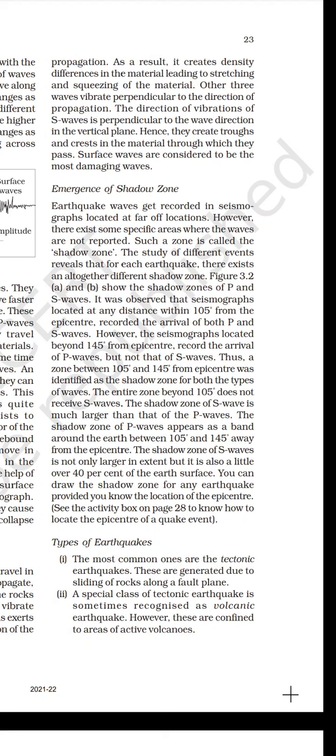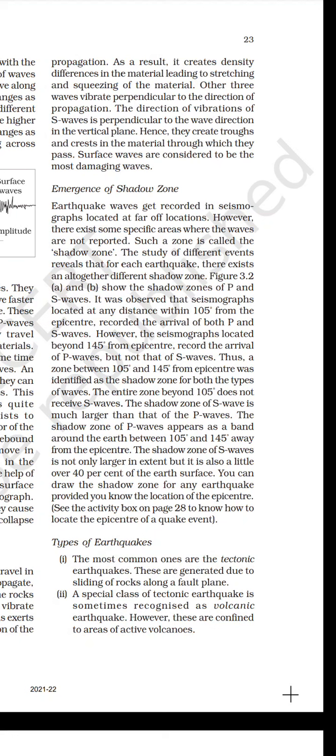The entire zone beyond 105 degrees does not receive S waves. The shadow zone of S waves is much larger than that of the P waves. The shadow zone of P waves appears as a band around the Earth between 105 degrees and 145 degrees away from the epicenter. The shadow zone of S waves is not only larger in extent, but it is also a little over 40% of the Earth's surface.